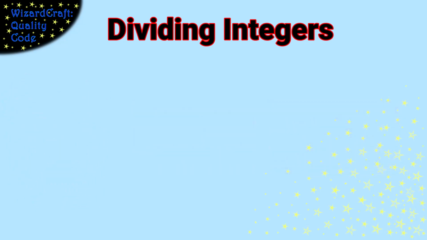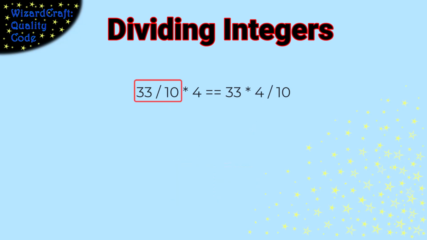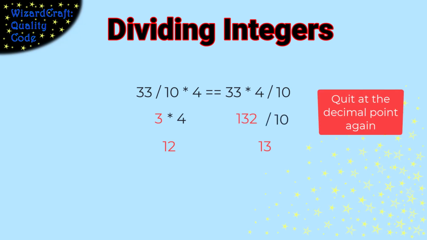For example, look at this comparison. In math class, those would be equal because multiplication and division are commutative. However, in these languages, both of the slashes would be interpreted as integer division. So 33/10 is 3. 3 times 4 is 12. On the other side, 33 times 4 is 132. 132/10 is 13.